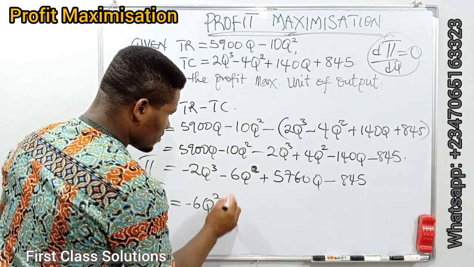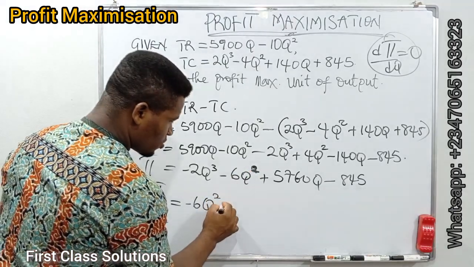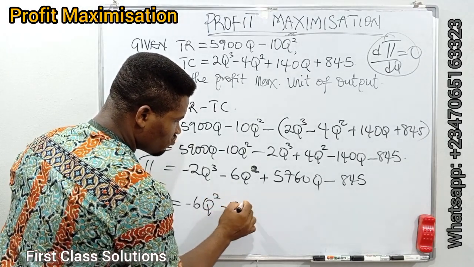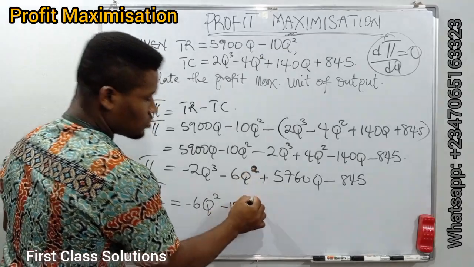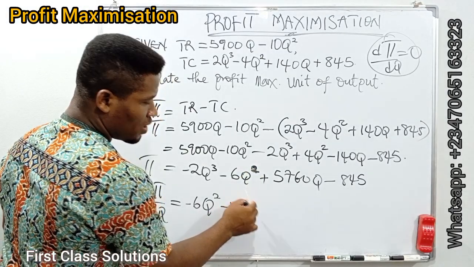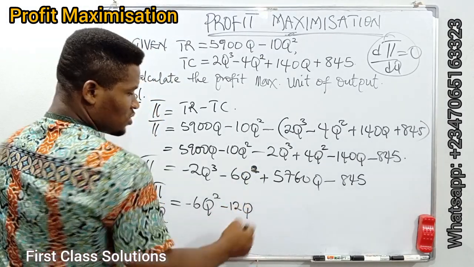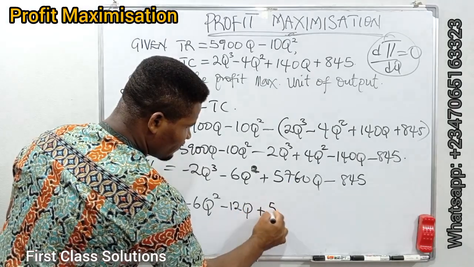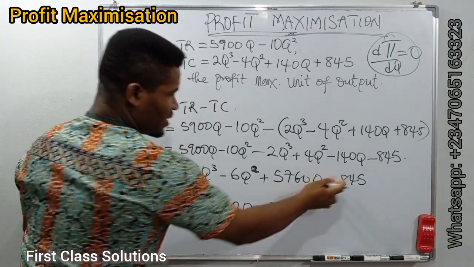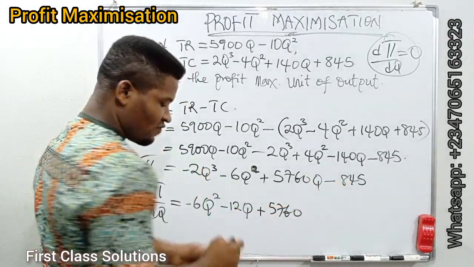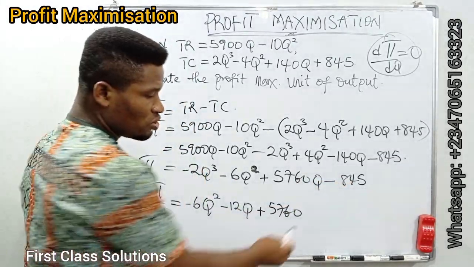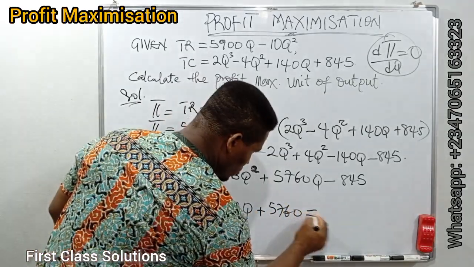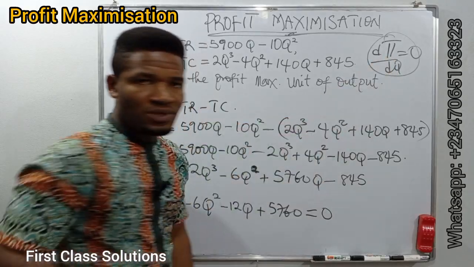Going further, for this one, 2 times 6 will give us 12, so we have 12Q. Subtracting 1 from the power, we still leave it as Q. Differentiating this, we have plus 5760. Then we have a constant value here, and the differentiation of a constant is 0, so no need to write minus 0 here. Then we equate it to 0, in line with the rule that we stated.